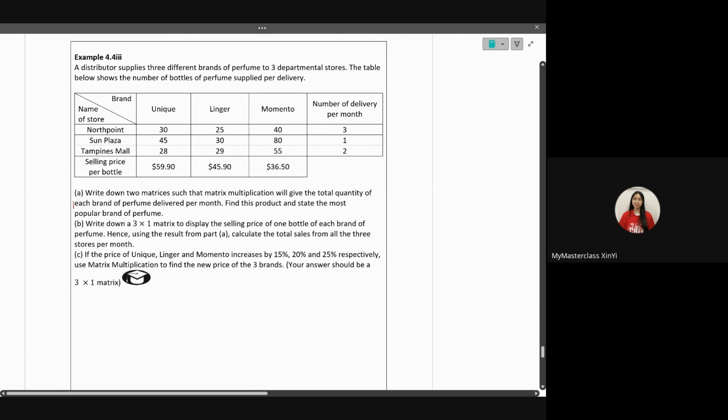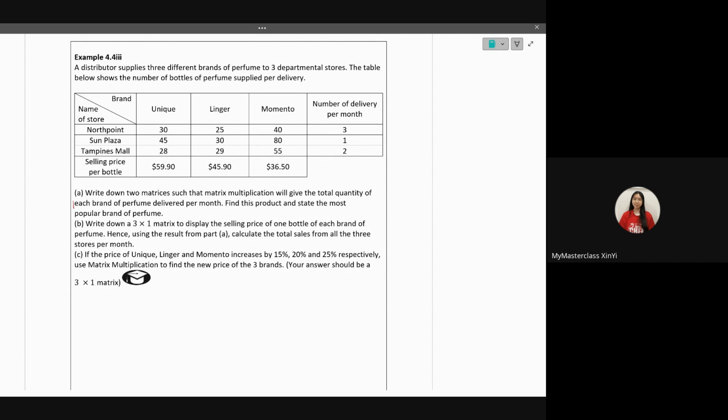Okay, so in this last example, we are going to look at this more confusing one. So pay attention to this example, because this example will not be as straightforward as the previous two examples. So let us take a look at this first.